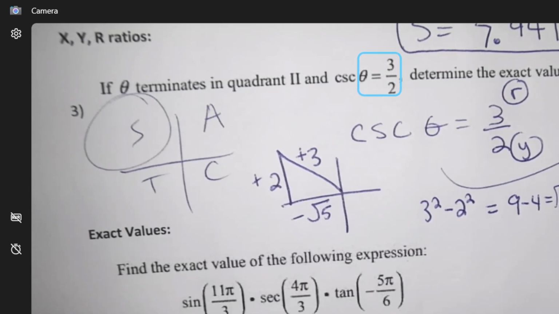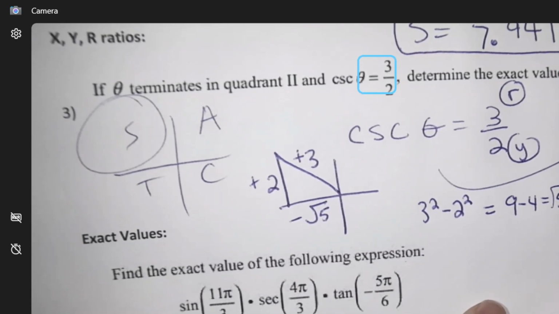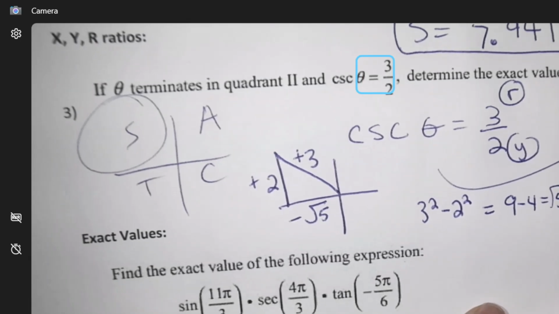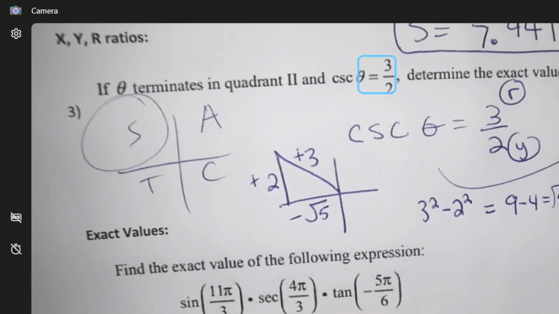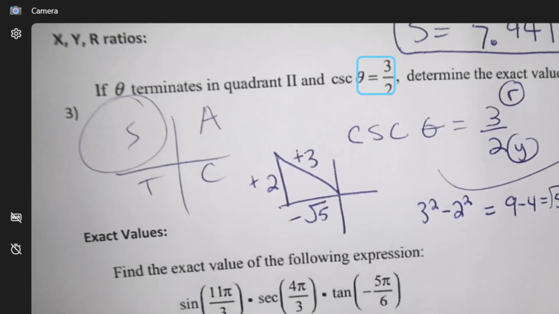And my final question is, what is the tan of this angle? So what do you do for tan letters?